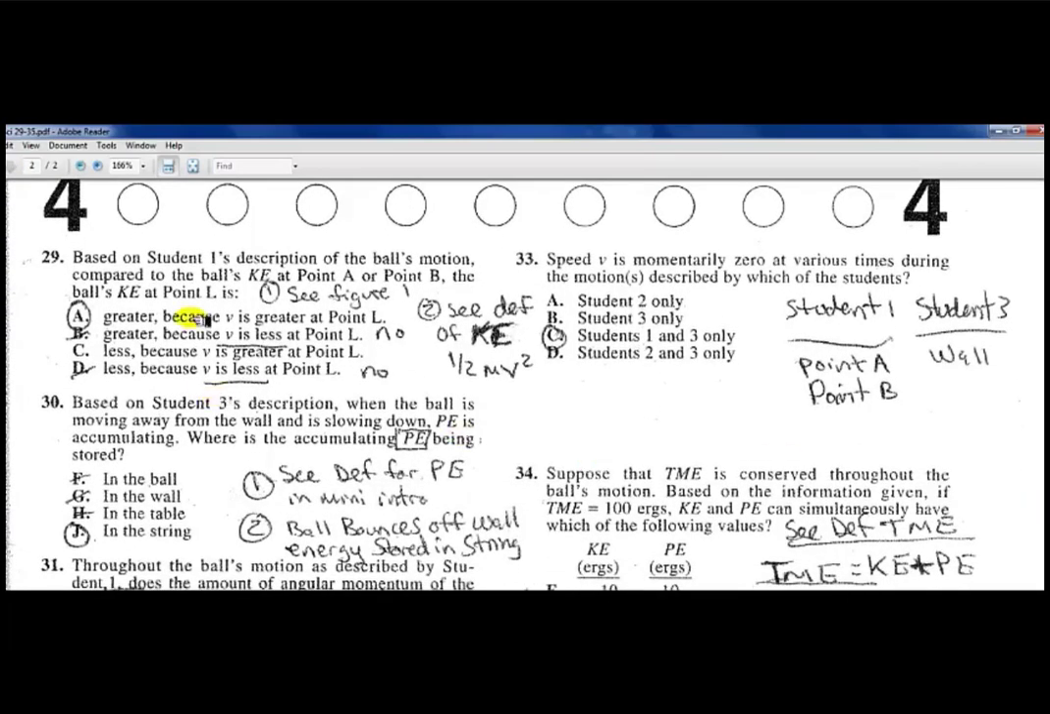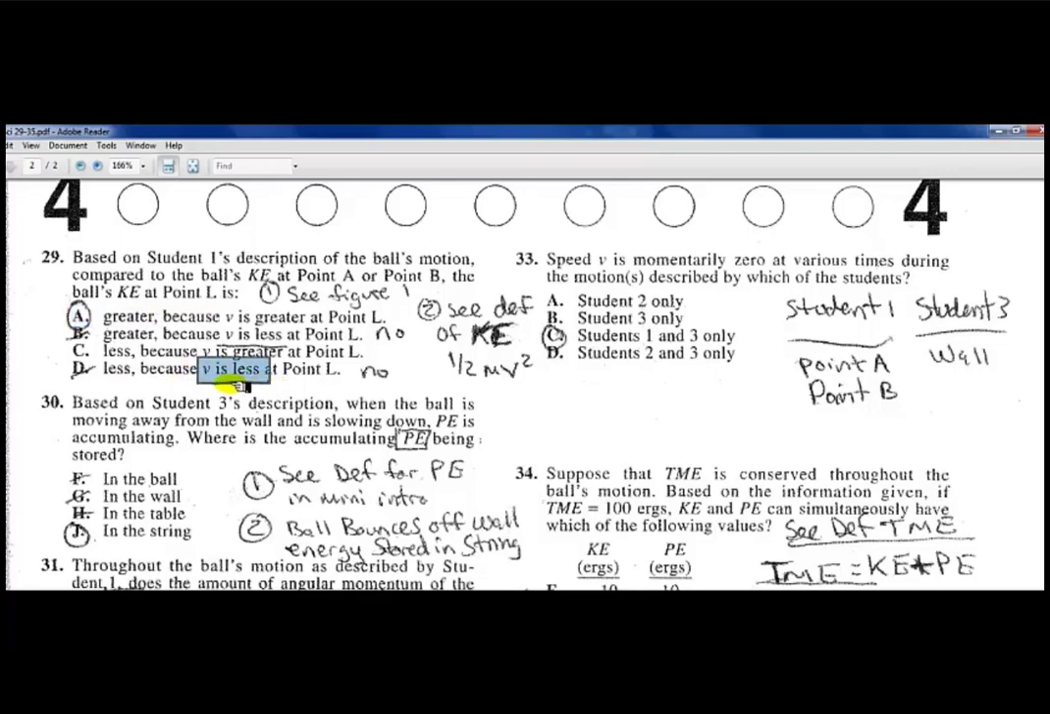The ball's kinetic energy at point L is going to be greater because the velocity is greater at point L. A is the correct answer. Let's go ahead and see why some of the other ones are wrong. Let's start with the easy ones. D. The kinetic energy at point L is less because the velocity is less.